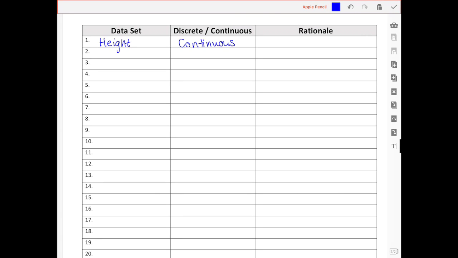And then in the third column, I've got rationale. I want you to tell me why you believe that this would be continuous data. And I do want a complete sentence on this. Here I would write height is measured. Okay, and I want you to do that because there's a chance that you could have a reason that it is discrete or continuous that I hadn't thought of. So this is a way to kind of verify that and to maybe even prove me wrong.